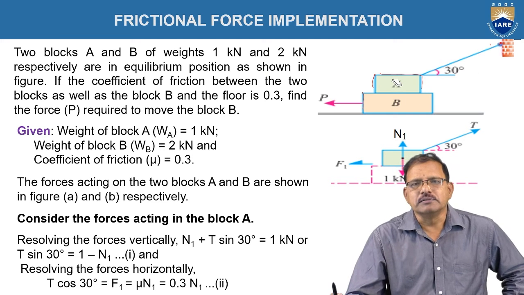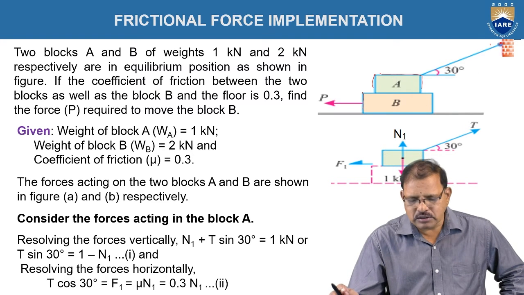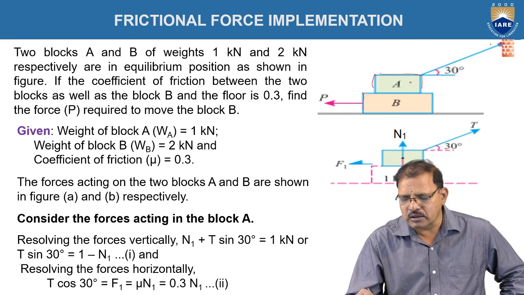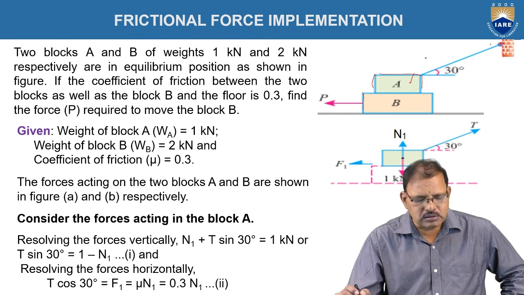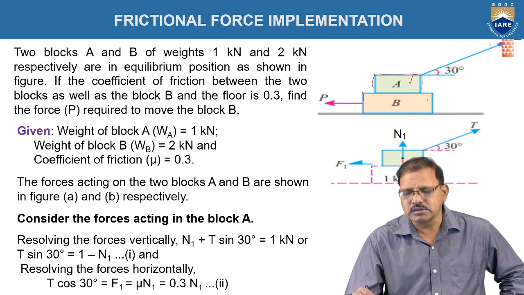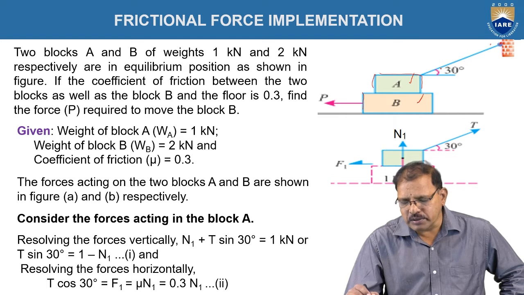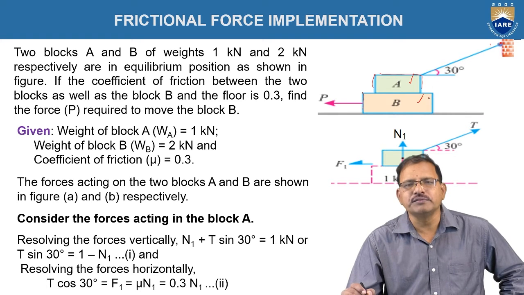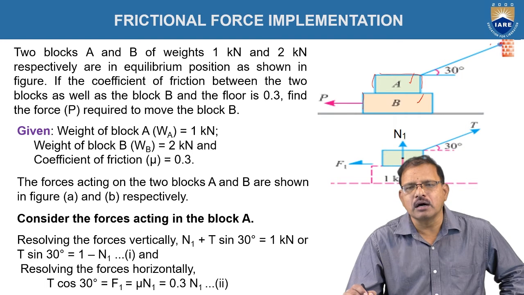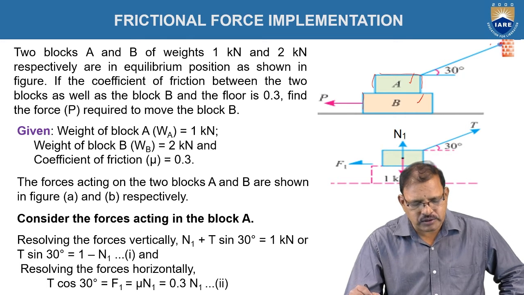Now the given data is the weight of the blocks. The first block is 1 kilonewton, that is the upper block according to this figure. The second block B is given as 2 kilonewtons. According to the figure, it is represented as B, that is the lower block. The coefficient of friction which exists between all contact surfaces is given as 0.3.